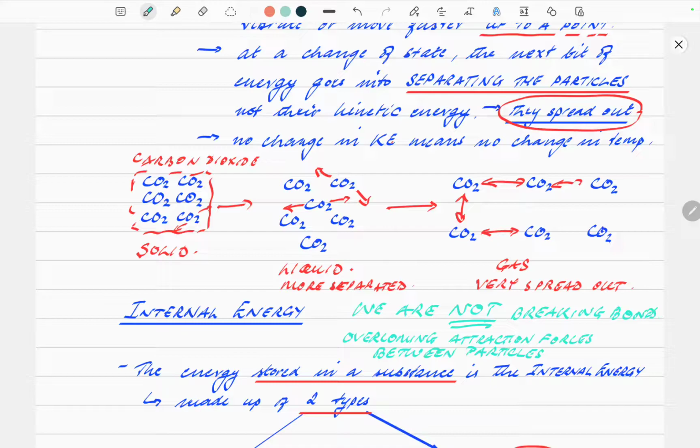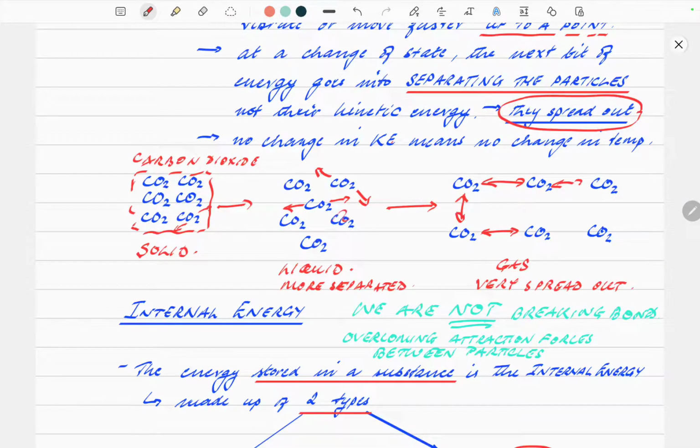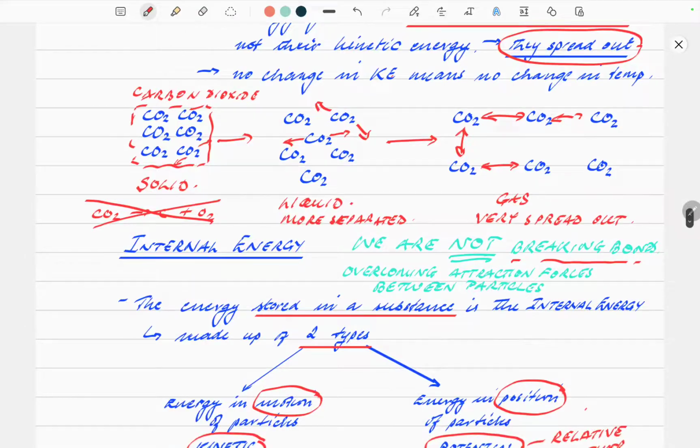Do not write we're breaking bonds, because think about it. If you were to break bonds, what would happen, right? When you're heating up, let's say, carbon dioxide, you don't suddenly get carbon dioxide becoming carbon plus oxygen. That does not happen. If you were to say you're breaking bonds, then that's what would happen, and that is not true. So do not use that language. Talk about overcoming attraction forces or intermolecular forces, if you like, between particles. Okay, hope that's clear.